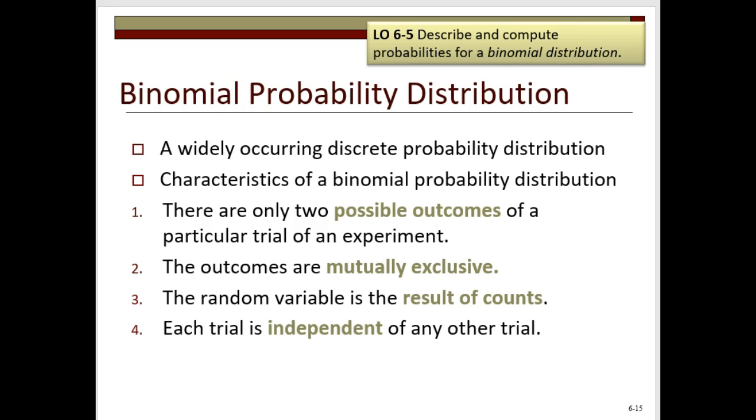The binomial probability distribution is a widely occurring discrete probability distribution. It is characterized by the following. There are only two possible outcomes in a particular trial of an experiment. The outcomes of the trial are mutually exclusive. Each trial is independent of any other trial, which means that the probability of success does not change from trial to trial, and the random variable is the result of counts.